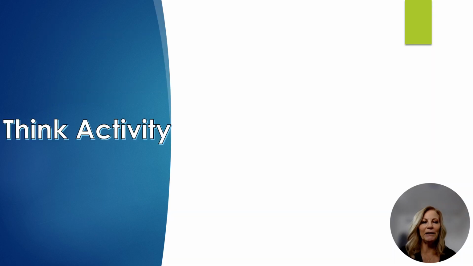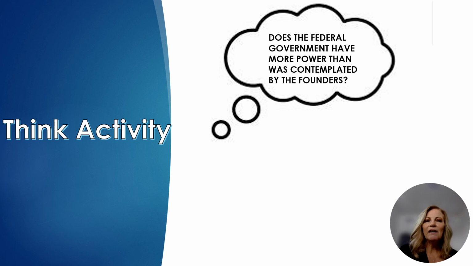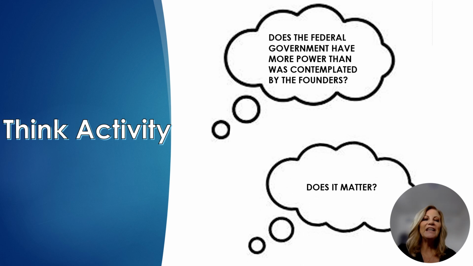So I want you to think about something. Let's think, does the federal government really have more power than was contemplated by the founders? It seems like they have a lot of power today. They can do a lot of laws. They can make a lot of decisions. And then think, does it matter? Does it really matter what was contemplated by the founders or even what the founders cared about, as long as we're applying it to today? And is our system really working today? These are things I want you to think about as we go through this unit.